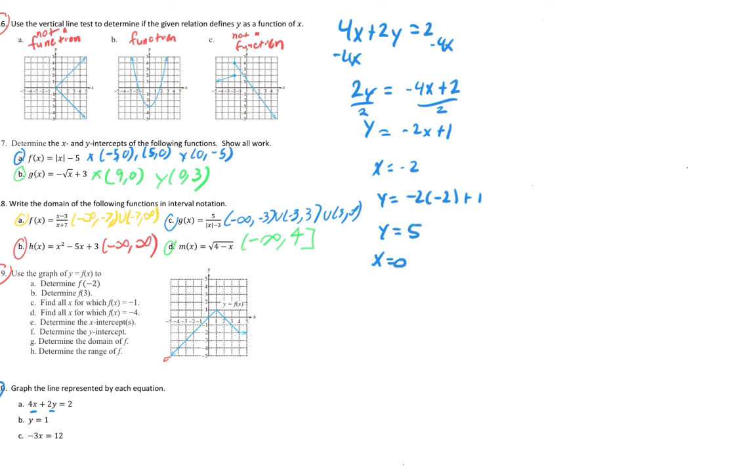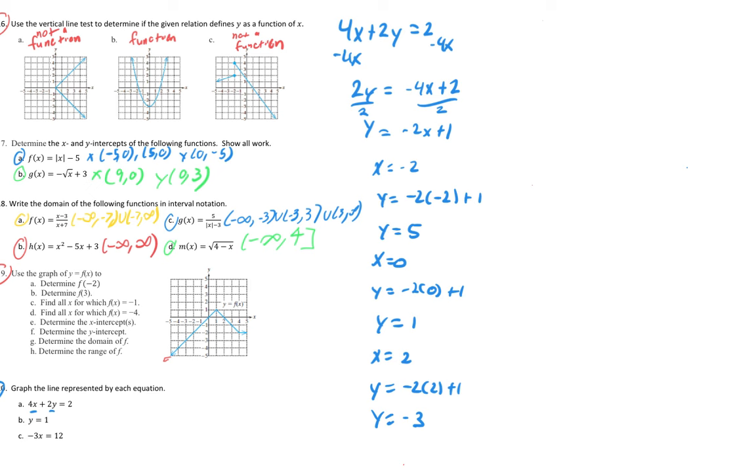Do x equals 0. That would give us y is equal to negative 2 times 0 plus 1, y equals 1. And then if we do x equals 2, just for good measure, we get y is equal to negative 2 times 2 plus 1, or y equals negative 3.